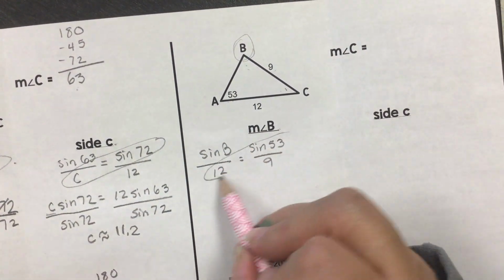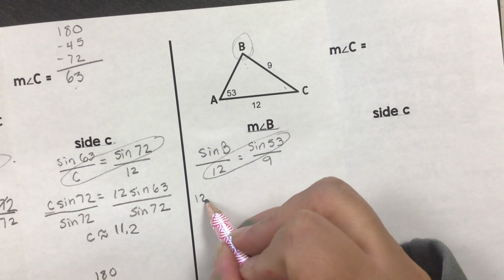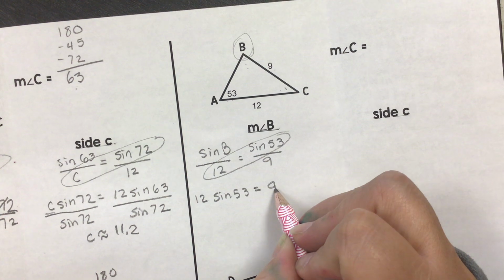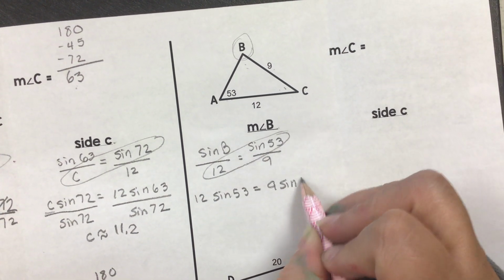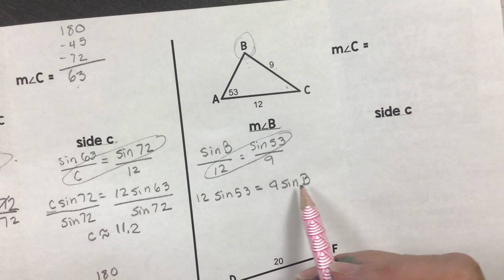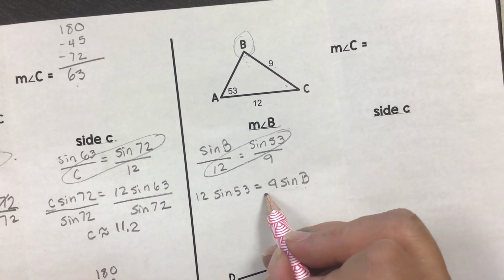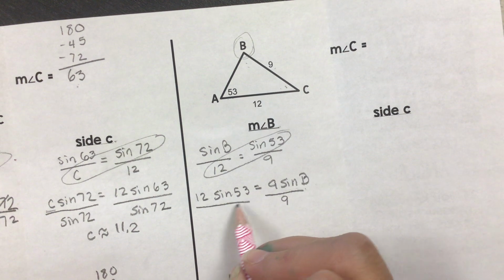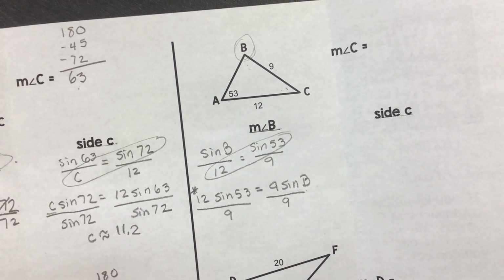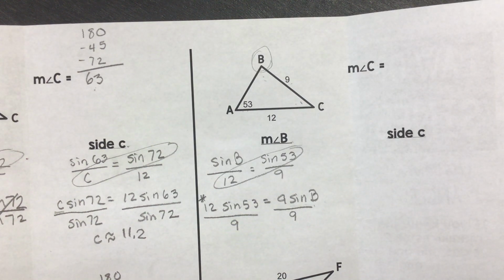We're going to cross multiply. 12 sine of 53 is equal to 9 sine of B. We're looking for sine of B. We cannot separate those, so we're only dividing by 9. And this is where most students get confused, so put a little star on it. That we're only solving for sine of B.